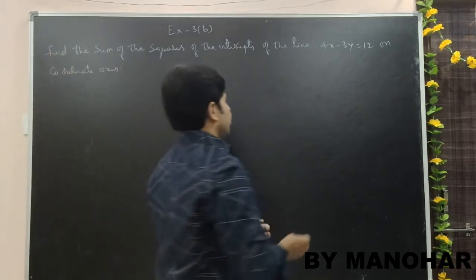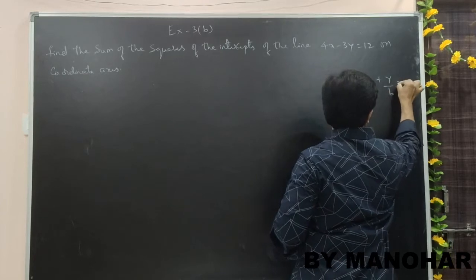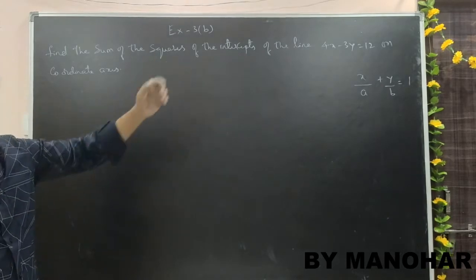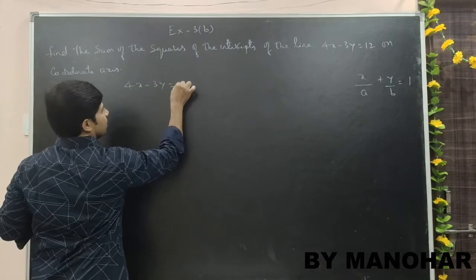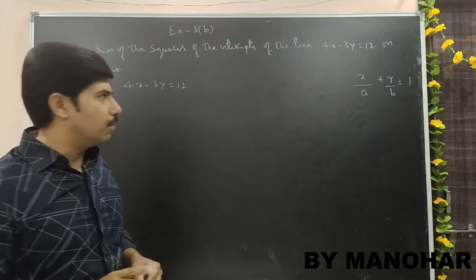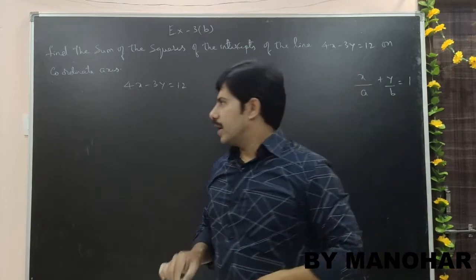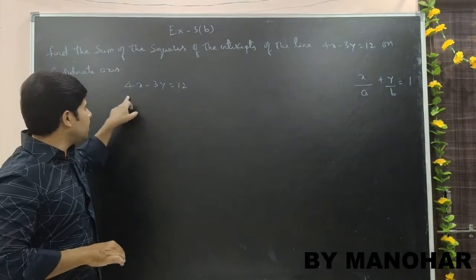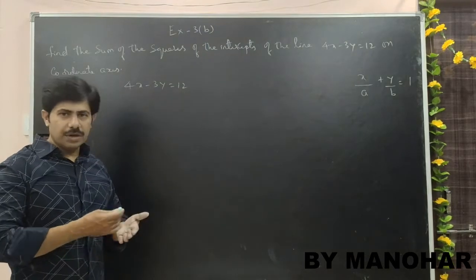See, intercepts. Find the sum of the squares of intercepts. So we have to write the line in intercept form, that is x by a plus y by b is equal to 1. So first we will write the given equation of the line, which is 4x minus 3y is equal to 12, a linear equation. To write that in intercept form, remember in intercept form the RHS is always 1. So to get RHS as 1, I will divide the complete equation by 12, because the number is 12, so you have to divide by 12 to get 1.